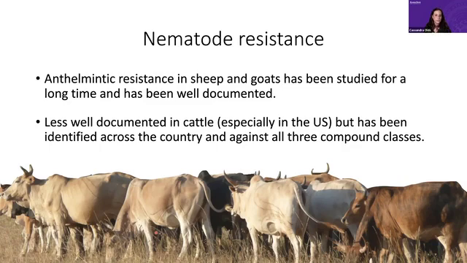I read a report that said that at one stage we were claiming that it wasn't a problem. New Zealand had already said that it was a problem. Brazil had said it was a problem. The rest of the world was saying it was a problem, and the United States was slightly later to the party. But now we've admitted, yes, we do have a problem. It's been identified across the country and against all 3 compound classes. And the thing with resistance is it never gets better, it only gets worse. So this is something that we are going to be facing for the foreseeable future.